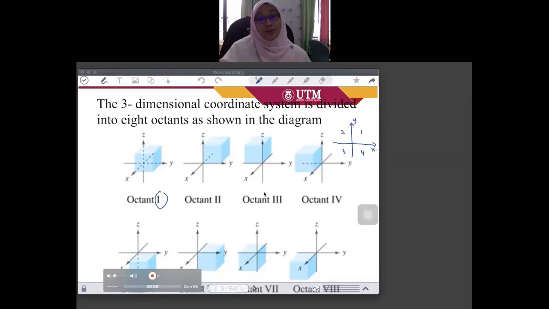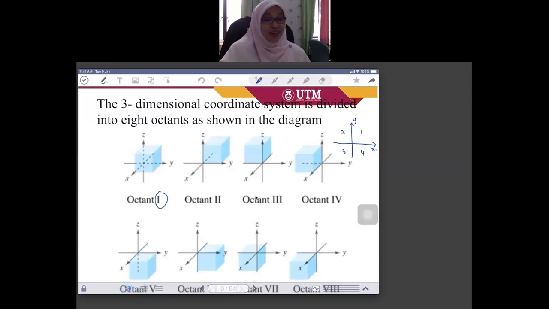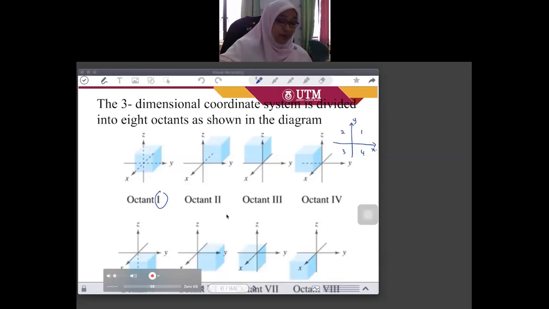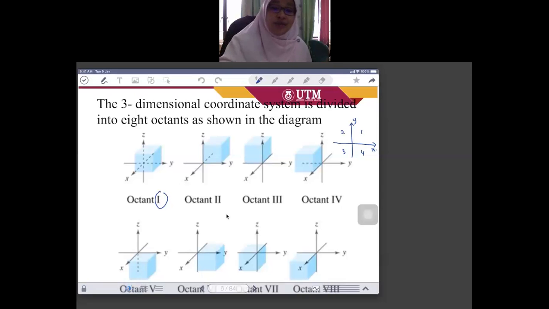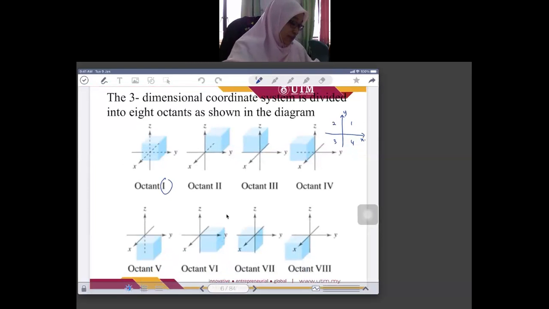But the common octant normally used in exams is the first octant. I don't know why the first octant is always the favorite, maybe because it is easy to sketch. But maybe this year we will ask you to sketch the fourth octant. I don't know. So you have to know about the octant.